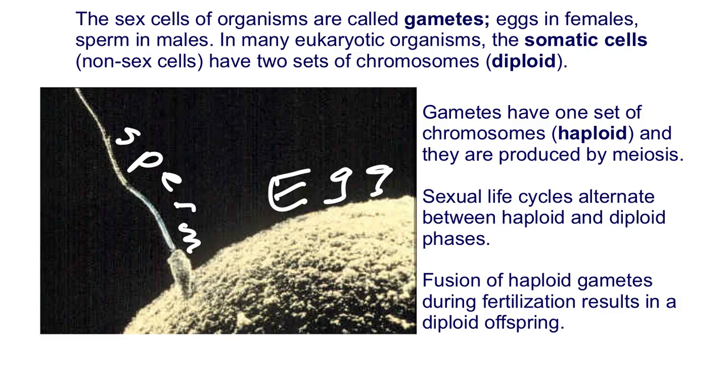So the sex cells are the gametes. So egg is a female sex cell, and sperm are the male sex cells. Here we see a sperm fertilizing an egg.